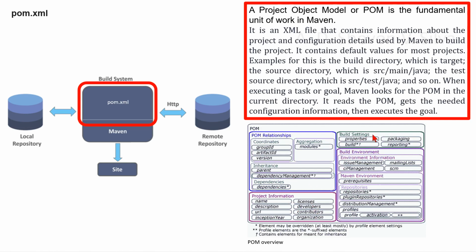In build settings, in this section we customize the behavior of the default Maven build. We can change the location of sources and tests. We can add new plugins. We can attach plugin goals to the lifecycle, and we can customize the site generating parameters.